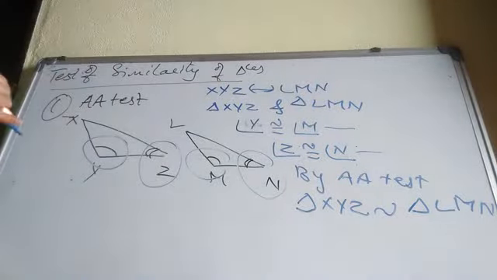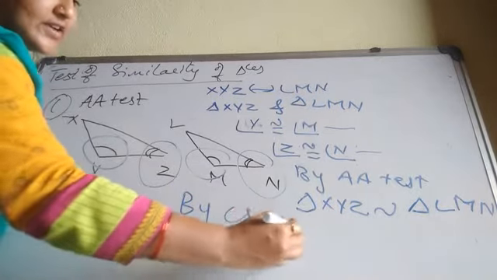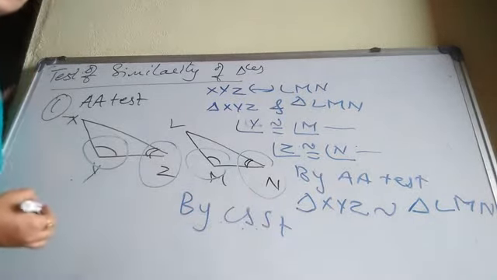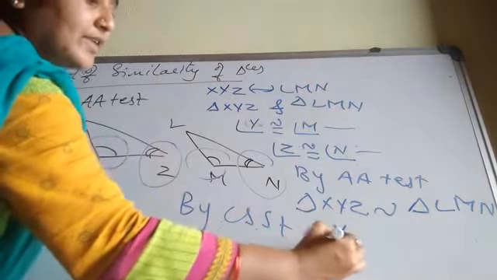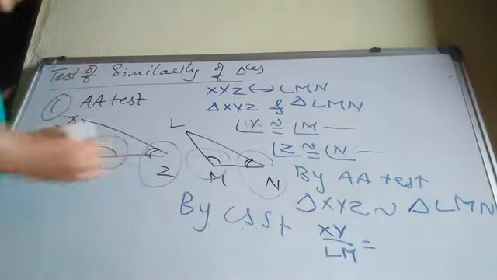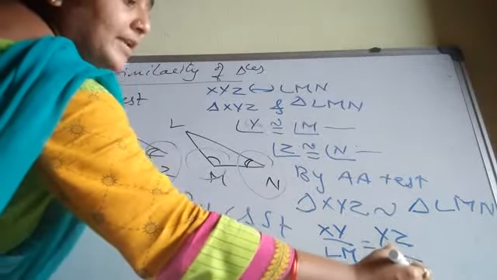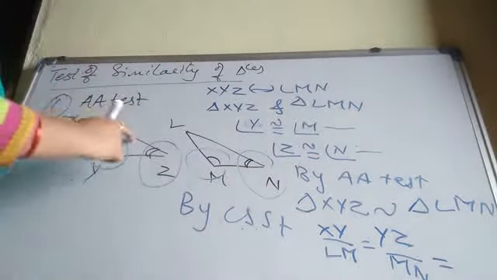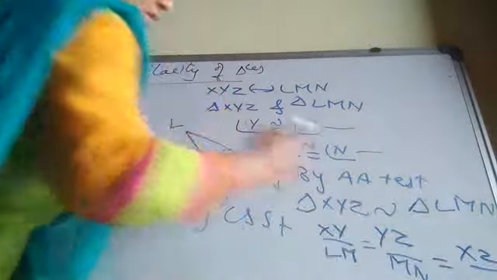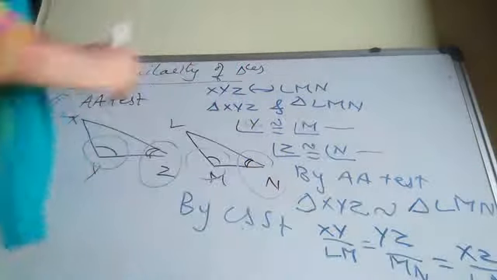Okay. Now after this, if you want to show the remaining sides are in proportion, how? By CSST, corresponding sides of similar triangles: XY upon LM is equal to YZ upon MN is equal to XZ upon LN. This is about the AA test.